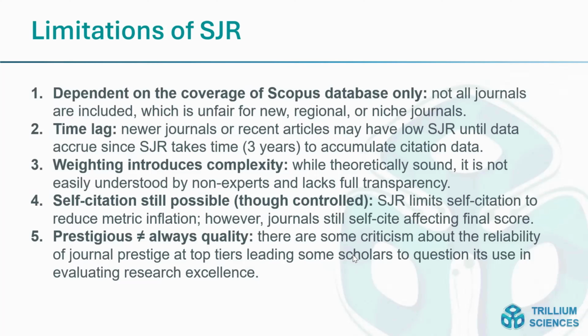However, this issue is limited in SJR. However, it's still possible. SJR limits self-citation to reduce metric inflation. However, journals still self-cite, affecting the final score. And the last thing is that prestige doesn't always equal quality. There is some criticism about the reliability of journal prestige at top tiers, leading some scholars to question its use in evaluating research excellence.